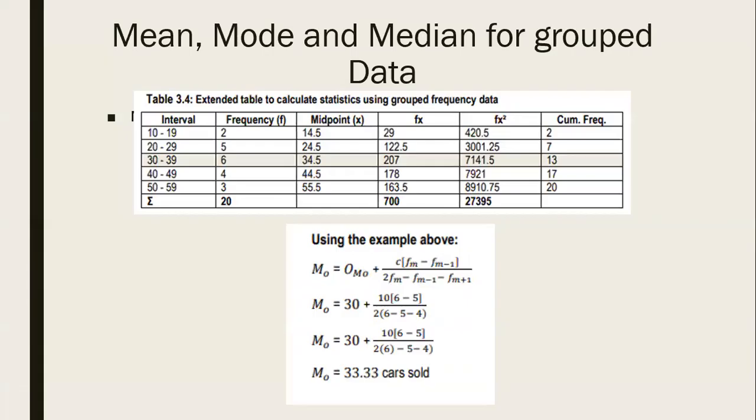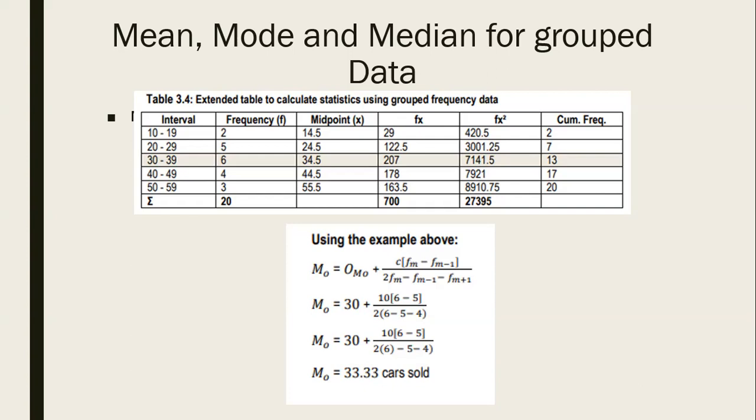Then coming back to the table, we need to first find the modal interval. In this case, it is the interval with the highest frequency, and the highest frequency here is 6. So we take this class, 30 to 39. That's the reason why there's a 30 there for L_mo, because that's the lower limit of this class.